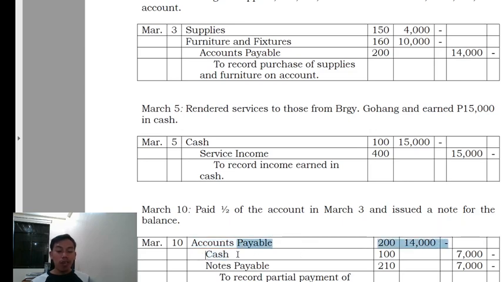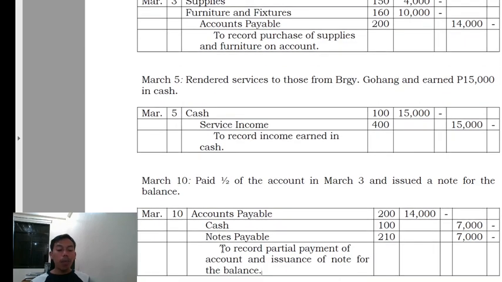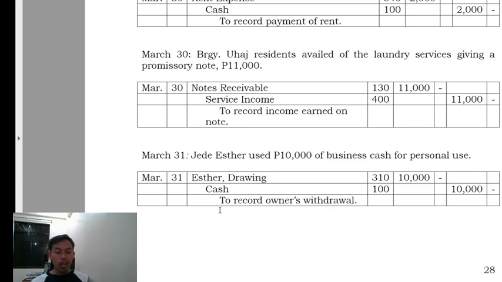Cash, nagbayad kasi tayo ng 7,000. If there is a decrease in asset, it is on the credit. Magkano ang binayaran? 7,000. Notes payable, nadagdagan ang utang ulit natin kasi nag-issue tayo ng note. So in that case, notes payable, credit, increase in liabilities are credit, 7,000. And what are we recording? To record payment. Nagbayad tayo ng account at nag-issue tayo ng note for the balance. So we are describing kung ano yung nangyari na transaction. Lapit na. Whew.